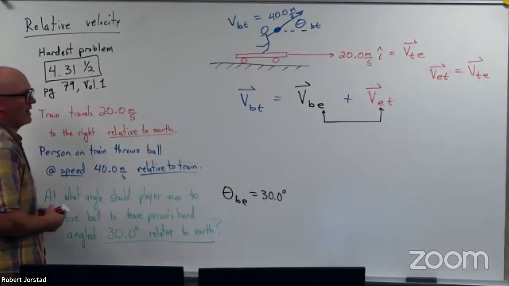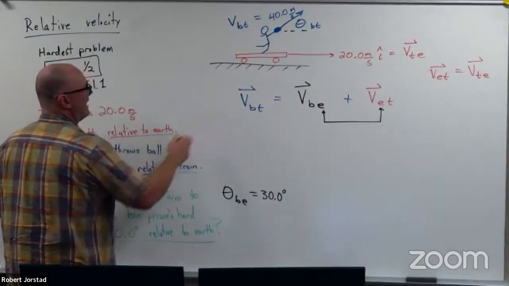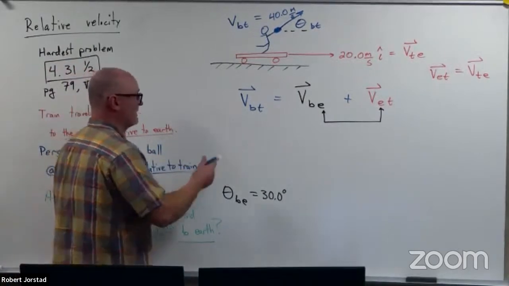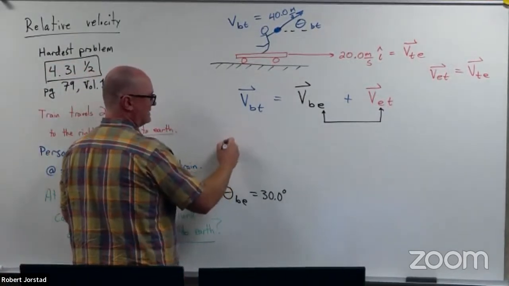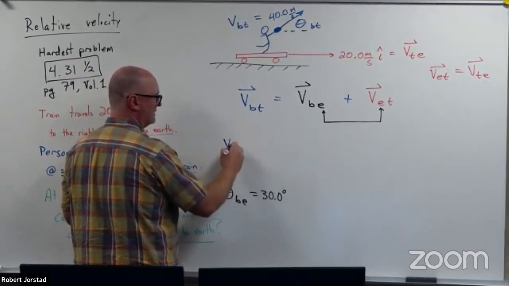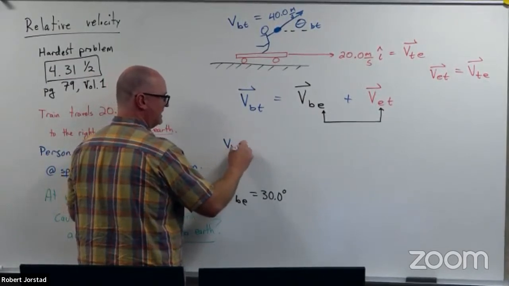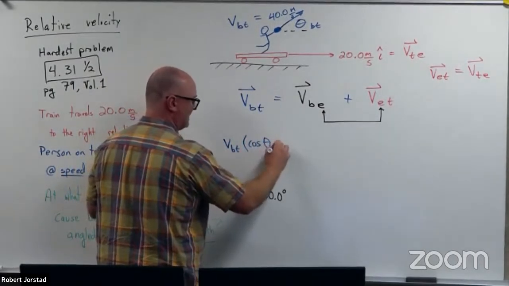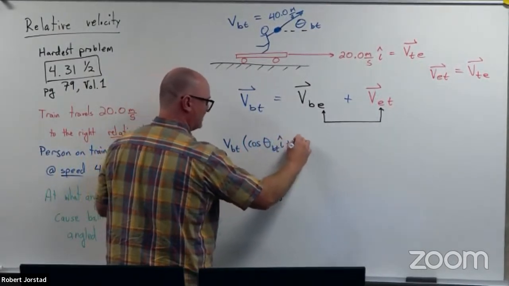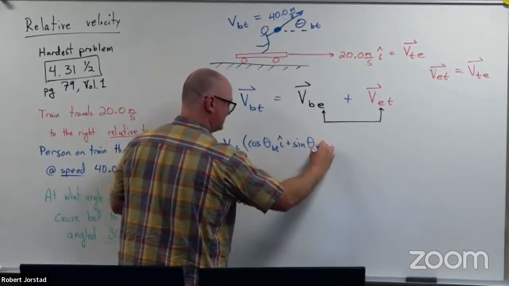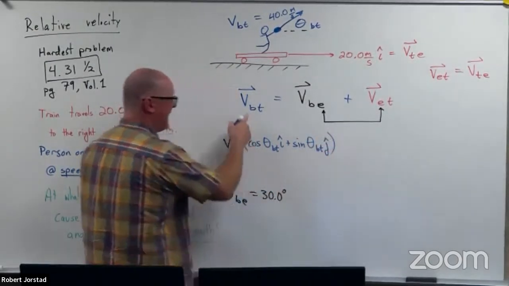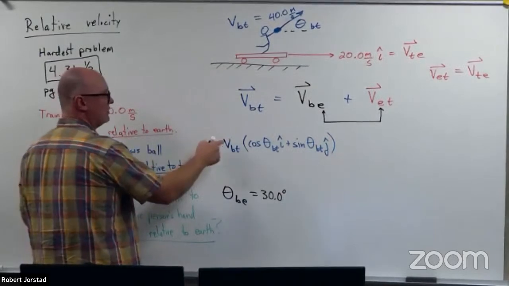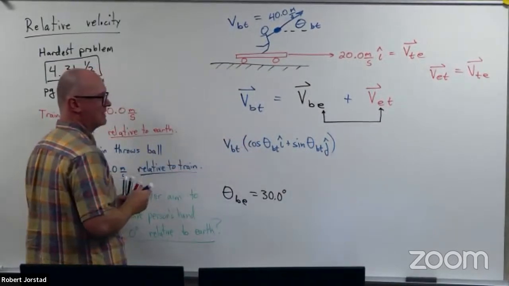Why don't we write these in another way? I know that this would be v_BT, the speed, times cosine theta_BT in the i hat plus sine theta_BT in the j hat. That's what this vector is. I know this part of it, but I don't know the angle.